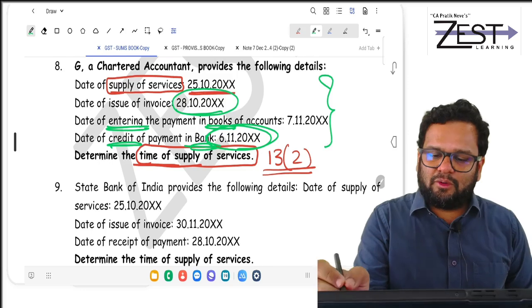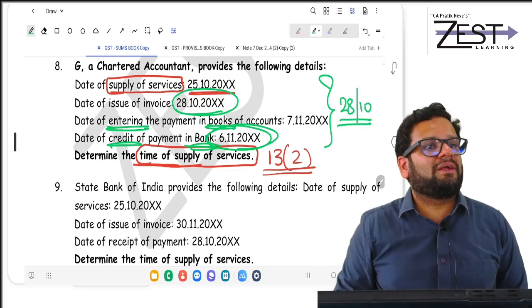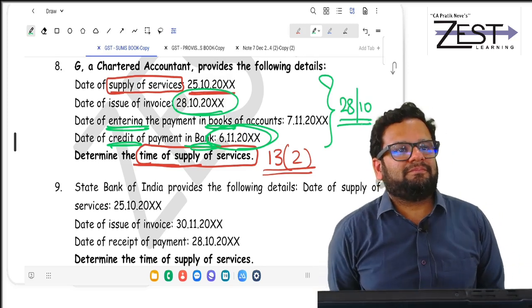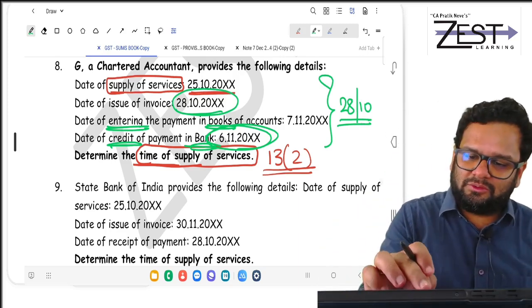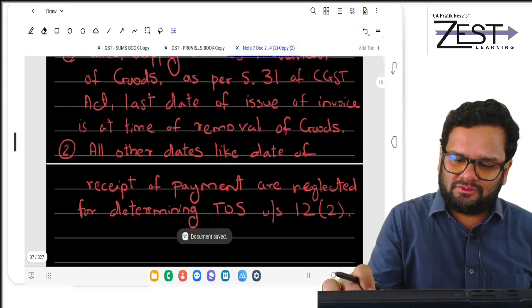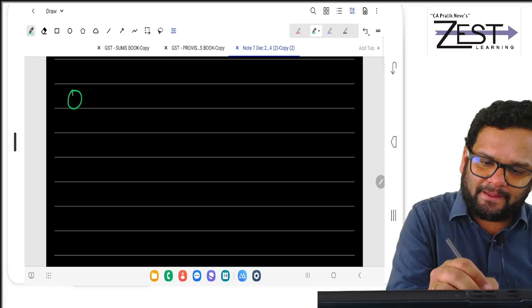Time of supply is finally 28/10. So simple. So write down. Question number 8.